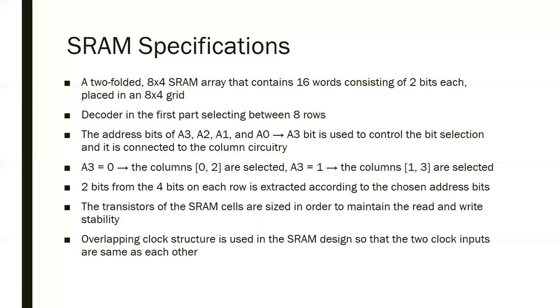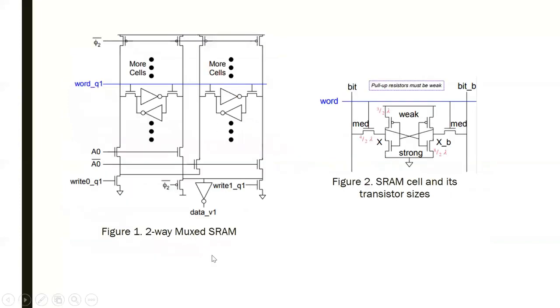And this is the schematic of the SRAM design with bit line conditioning, column circuitry, and memory cells. And this is the inner part of the SRAM cell, the SRAM memory cells, and these are the transistor sizes. The SRAM cells consist of an array of memory cells along with the row and column circuitry.